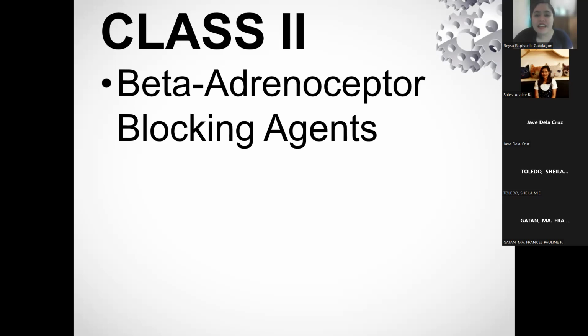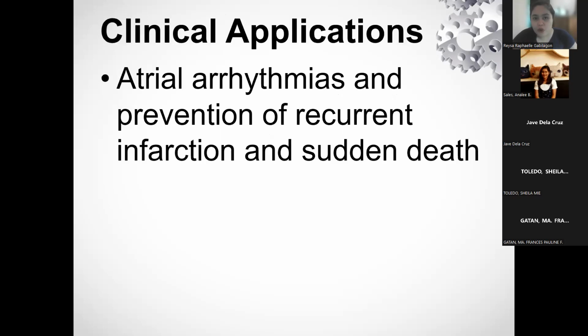Wala. So class 2, these are our beta blockers, or we call them beta adrenoceptor blocking agents. Aside from being an antihypertensive agent and an agent for heart failure, these drugs are also very useful for arrhythmia. So what are the clinical applications of our beta blockers? We use them for supraventricular arrhythmias or our atrial arrhythmias, and also to prevent recurrent infarction.